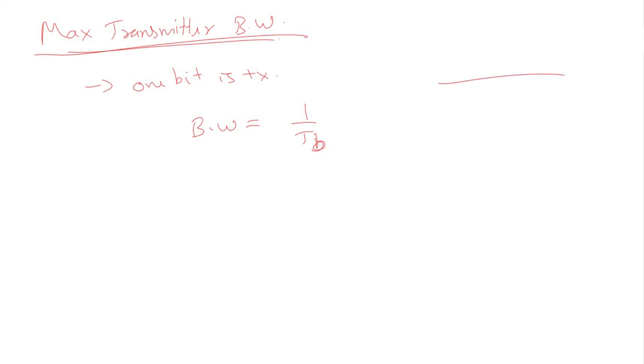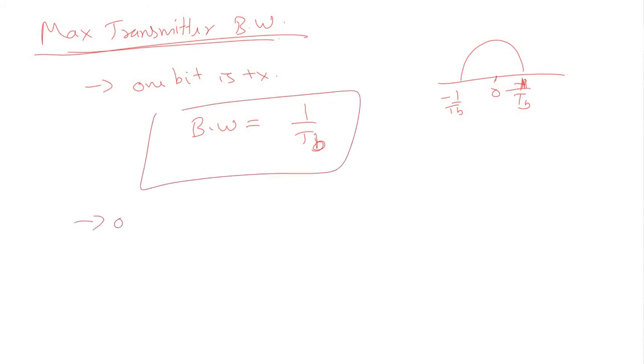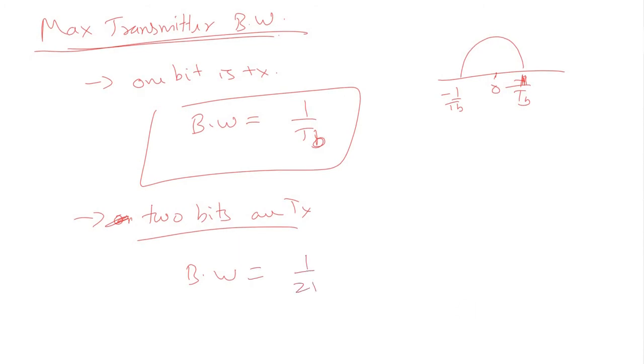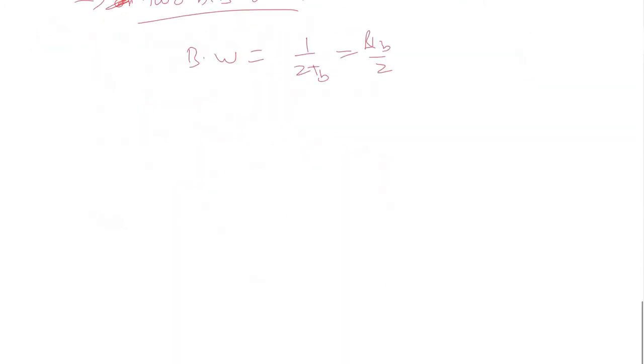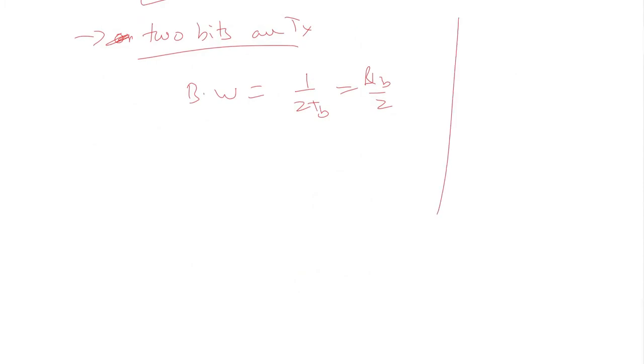If we look at the spectrum of it, when we are transmitting only 1 bit, it spreads from minus 1 by T_B to 1 by T_B. Okay, so the bandwidth would be equal to 1 upon T_B. Similarly, if 2 bits are transmitted, bandwidth would be equal to 1 by 2 T_B, or it is equal to R_B by 2. Alright. Similarly, if 3 bits are transmitted, it becomes 1 by 3 T_B.